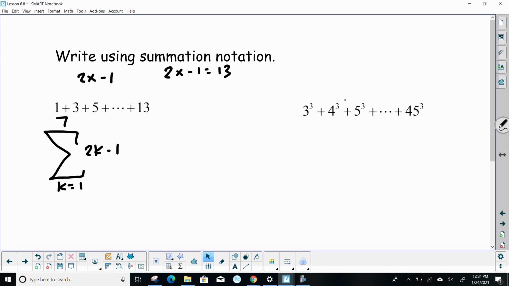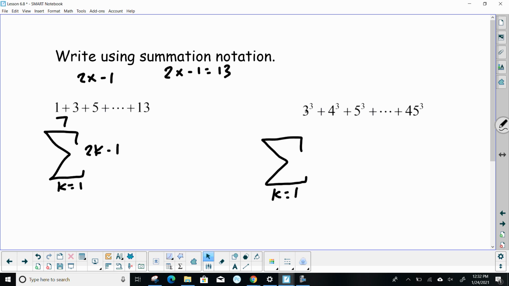Okay. Hey, you guys try this one really quick. See if you can write a summation notation that would fit this. So pause the video. We're going to start with 1 down here. You don't have to start with 1, but normally we do.